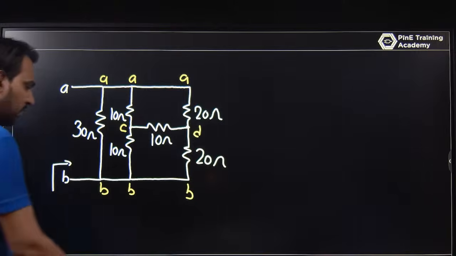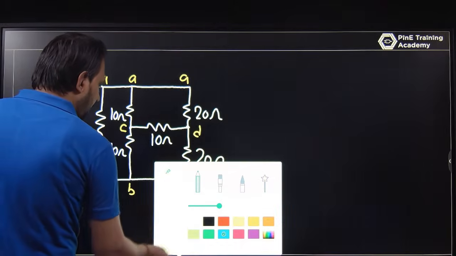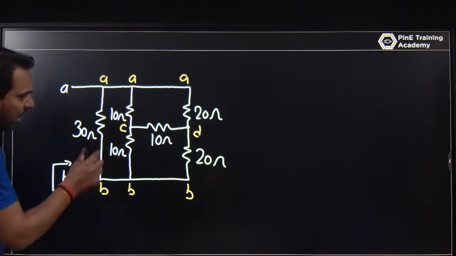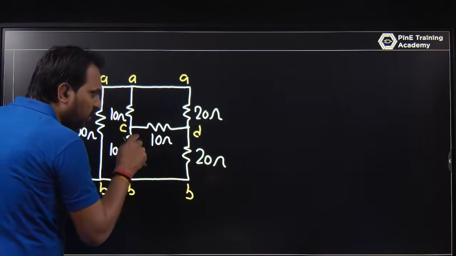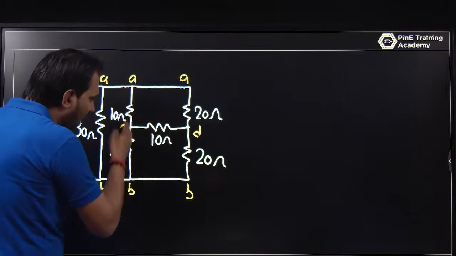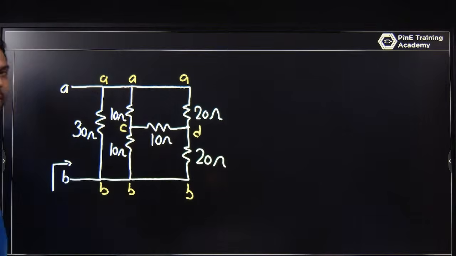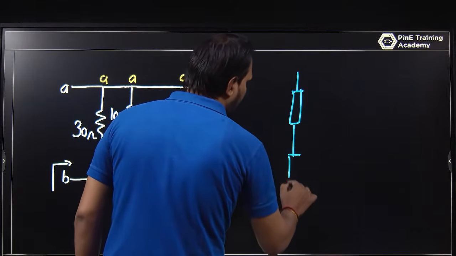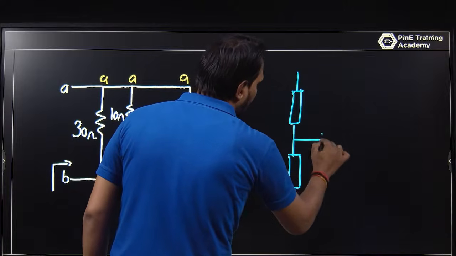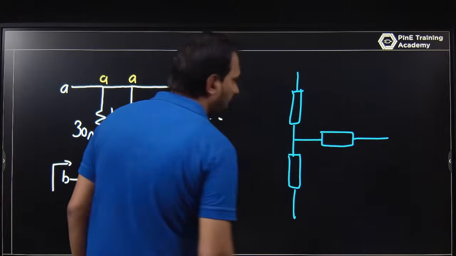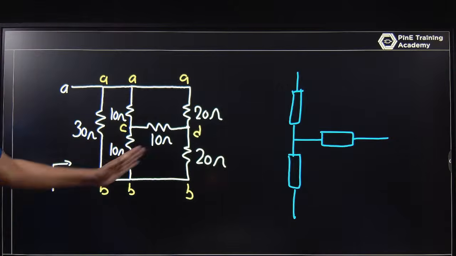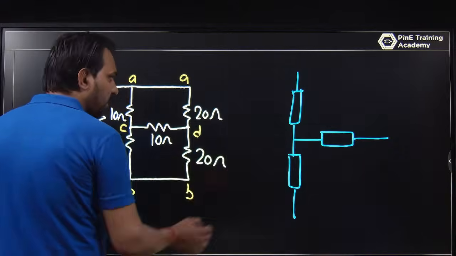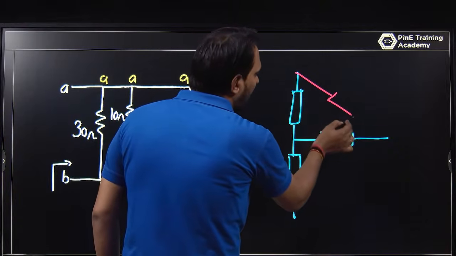So just think in this way. Okay, we have a circuit. If you are looking at this part, this 10 ohm, this 10 ohm, this 10 ohm, this looks like a star, right? Or this looks like a T. If you want to convert into a star, it will be like this.